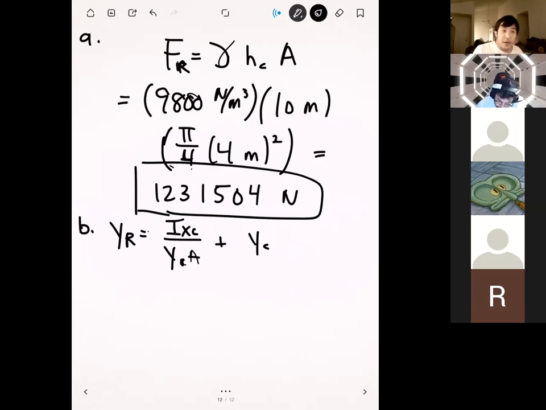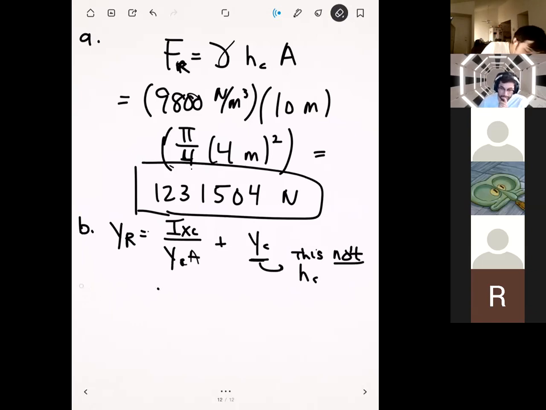You have to be a little bit careful here because remember the location is given by YC, and this is not HC. So don't just simply plug in the depth of the centroid because they're not the same thing. The only case where HC and YC are the same is if you have a completely vertical surface. But since we don't have a vertical surface, we have an incline, we need to convert this HC into YC. And thankfully it's pretty simple.